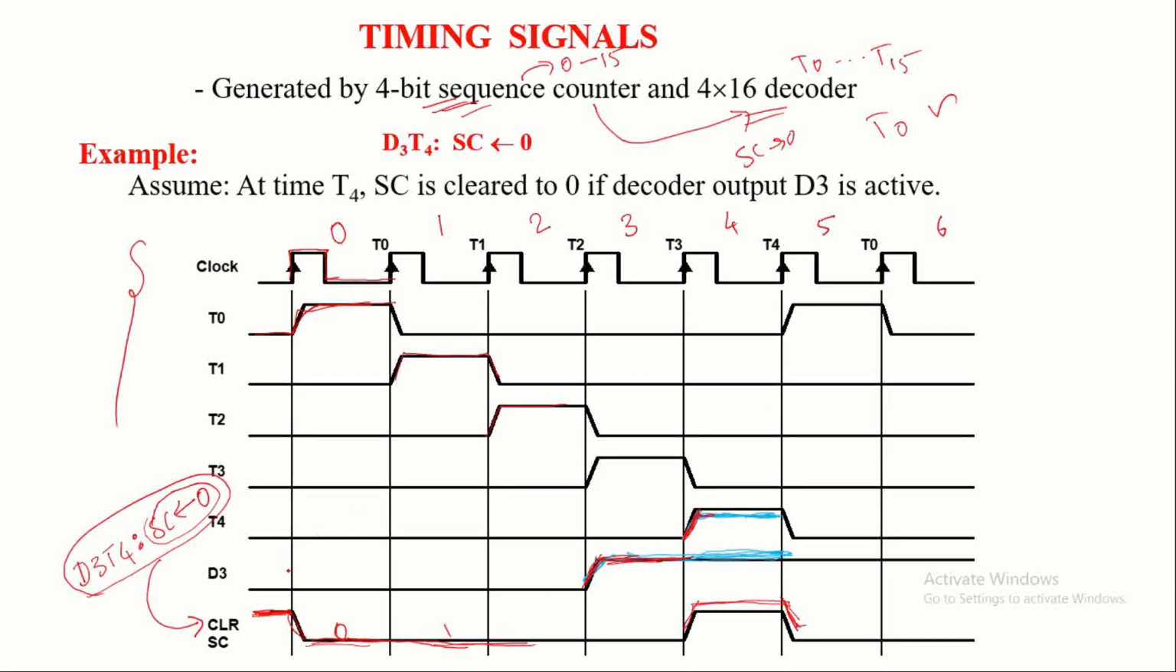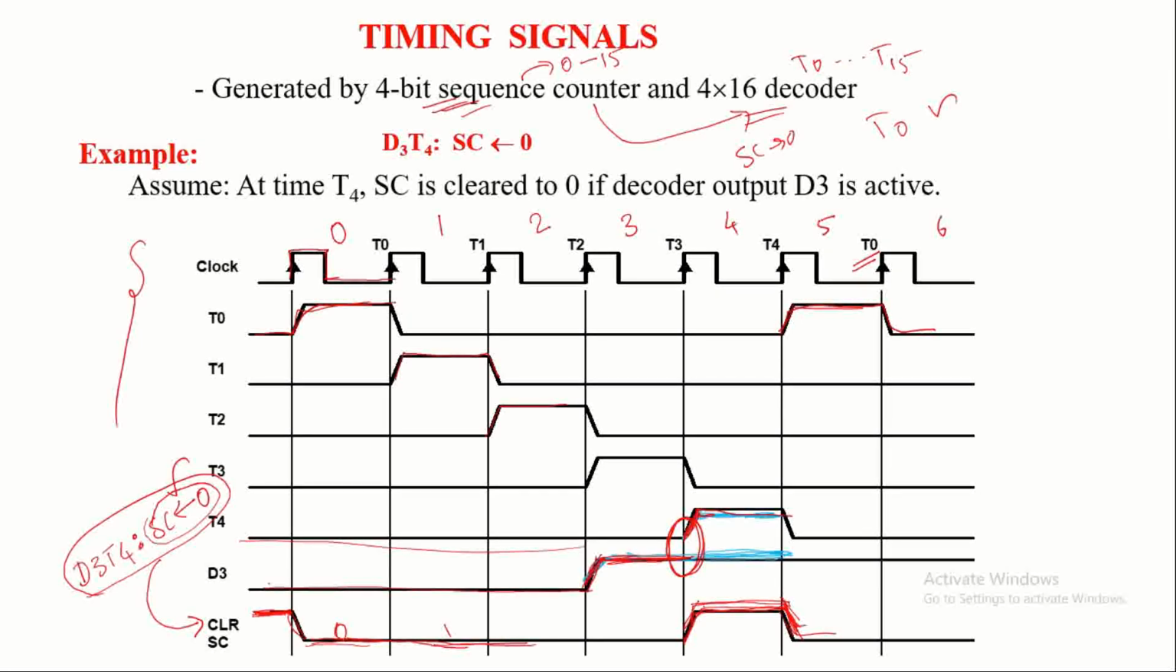You see here, assume that D3 is active during the third clock cycle, and T4 is active during the fourth clock cycle. So at this point, both the signals are active. At that time, the sequence counter needs to be cleared, right? So let us represent that the sequence counter is cleared at this point in time. The clear input of the sequence counter goes to the rising edge. You can observe that in the next clock cycle, the timing signal generated is T0. T0 is active.